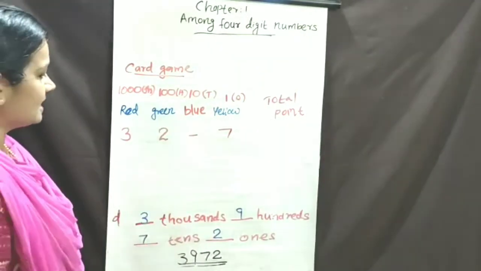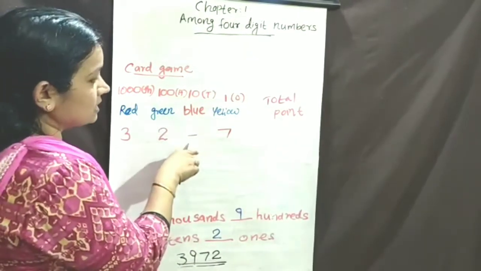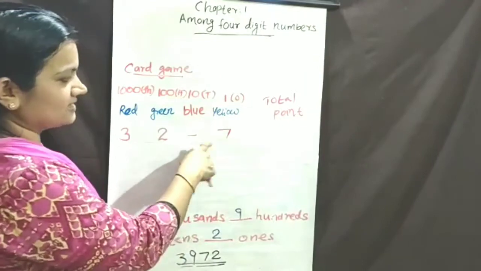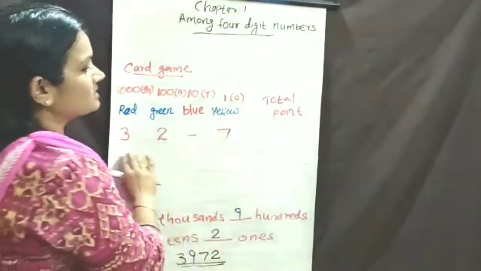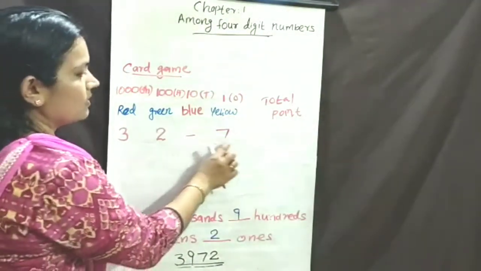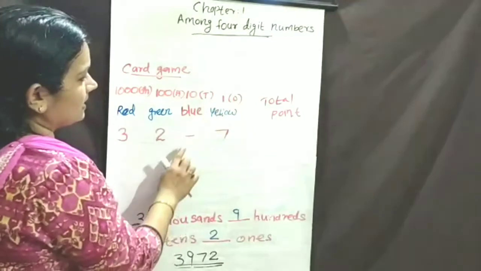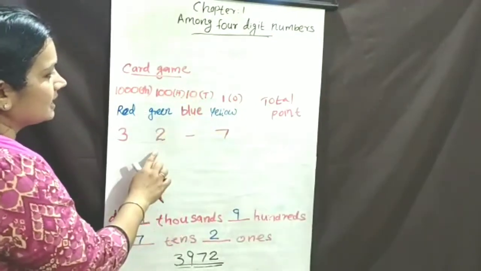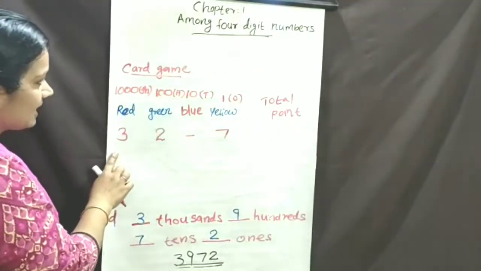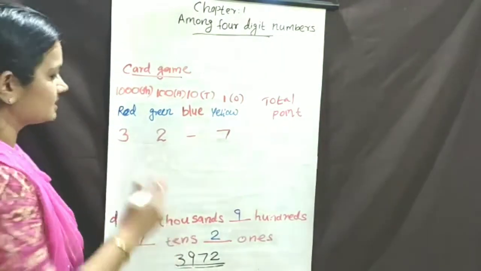Then Jisha collected 3 red cards, 2 green cards, and 0 blue cards, which is a dotted line, and 7 yellow cards. What is the total point? This is how many digit number? 1, 2, 3, 4. 7 ones. Yellow color is 1 point, blue 10 points, green 100 points, red 1000 points. Then how many points did Jisha get?